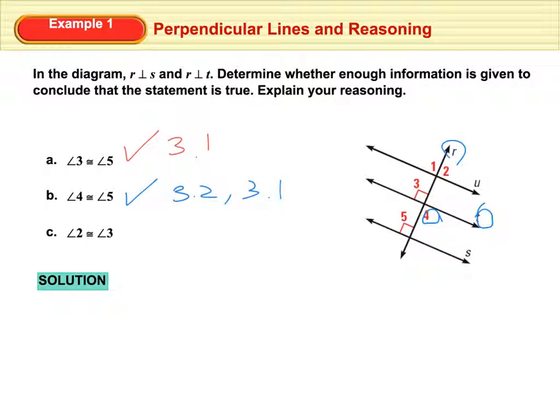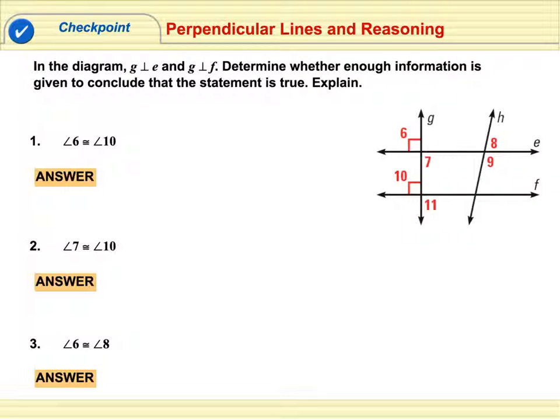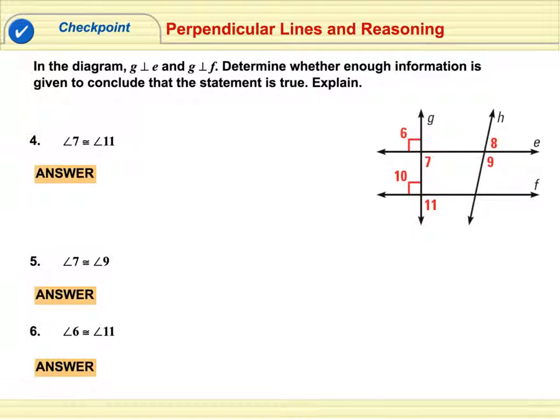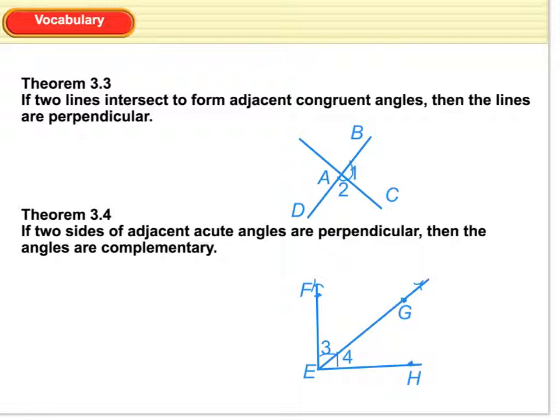So even though they look like they're perpendicular to each other, it may be 89.9999 degrees, but it's not 90 degrees, and it may not be perpendicular. So therefore, I say that we don't have enough information to draw that conclusion. So that's how we use 3.1 and 3.2. Finish this checkpoint and we'll check your notes in class.